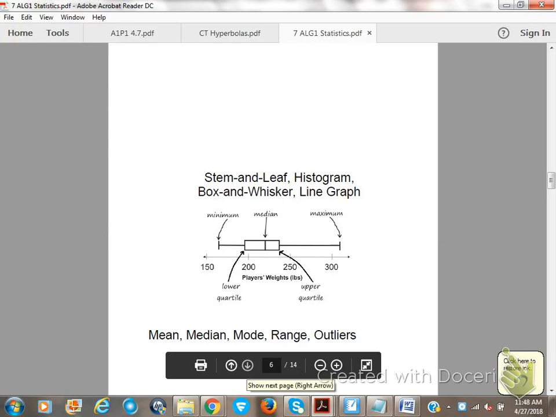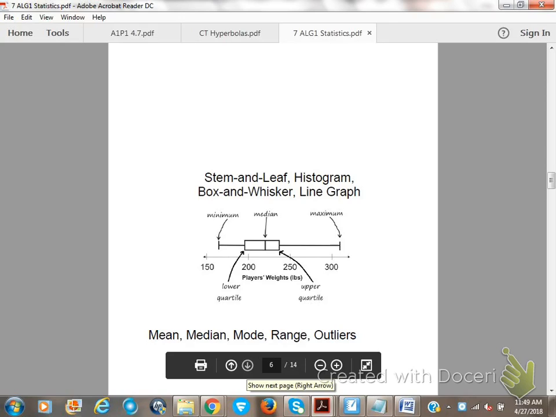All right, so ladies and gentlemen, just kind of a review of the different types of graphs that you might be asked to look at. Stem and leaf, histogram, box and whisker, and a line graph. Box and whiskers are my favorite, which is what this is. Whatever's in the middle, that's your median. Whatever's your whiskers, that's your minimum and your maximum. Your upper quartile right here, your lower quartile here.